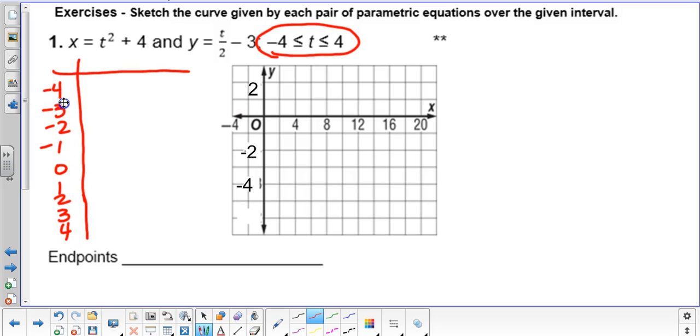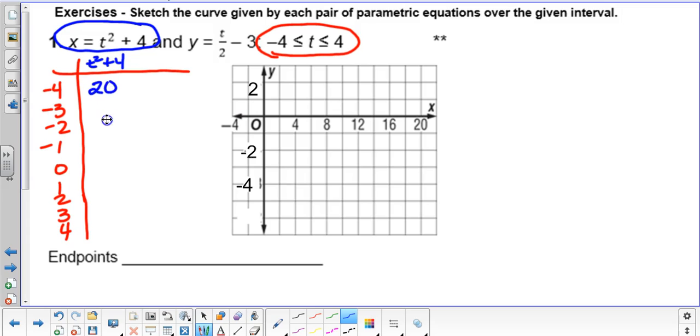Tell it to calculate 10 values in between negative 4 and negative 3. But you don't want it to calculate 1,000 values in between there because your calculator will take all day. No, not really, but it'll go very slowly. Talk more about that in a second. All right, how are we going to come up with x's? Square the t and add 4. So square the t would be 16 plus 4 is 20.